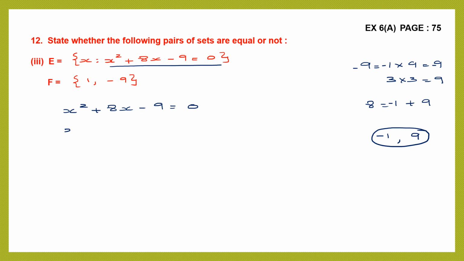So let's write this: x square minus 1x plus 9x. We can put it this way: plus 9x minus 1x. So what have we done? This 8x, we have split it up into 9x minus 1x. Now we can write this, minus 9 is equal to 0.